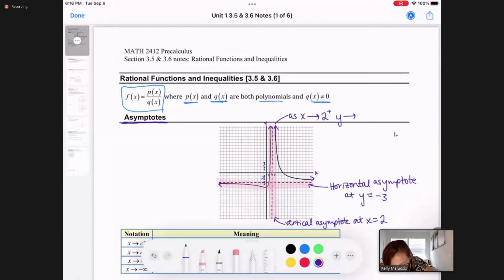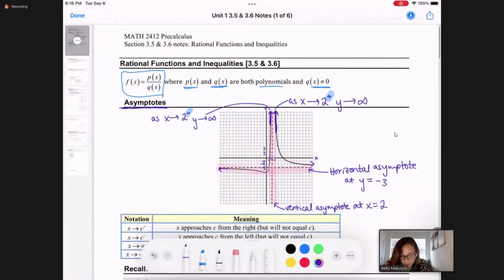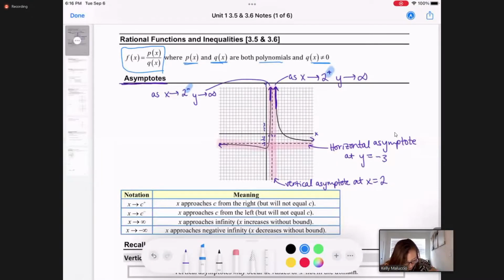Y is going up. See how it's going up to infinity. So y is approaching infinity. And then similarly, if we look at this one, as x approaches 2 from the left, we see that y also approaches infinity. And we just want to note that these little signs just mean from the left or from the right, and you're going to see that below in the chart. So this notation means from the right and from the left.